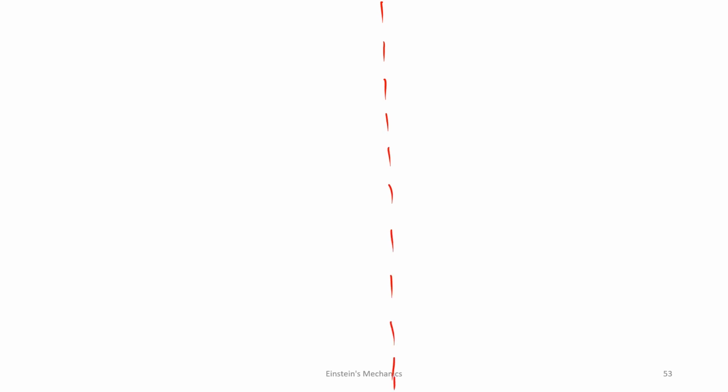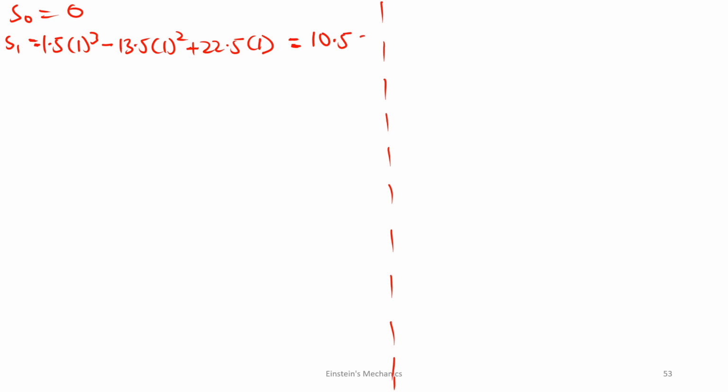So we are seeing that at x equal to 0, it is 0. Let's look at x equal to 1. Where is the particle? At 1, we put in 1.5 by 1 cubed minus 13.5 by 1 squared plus 22.5 by 1. This gives us a position of 10.5 feet.